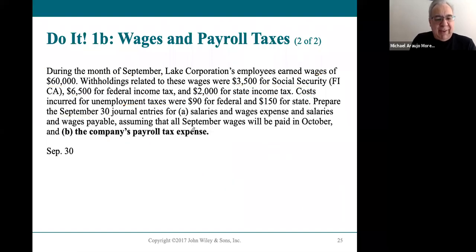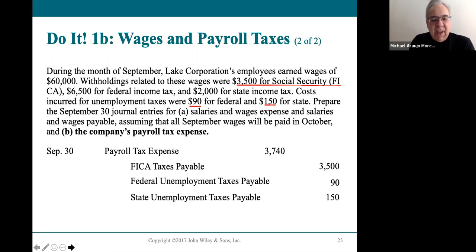At the end of September, for the payroll tax, remember, they have to match whatever their employees put into Social Security, the FICA tax, in addition to the unemployment taxes. So here at the end of September, they will have a payroll tax expense of $3,740, which includes the $3,500 match for FICA taxes, $90 in federal unemployment tax, and $150 for state unemployment tax. Okay. And I'll stop right there to give us a break.